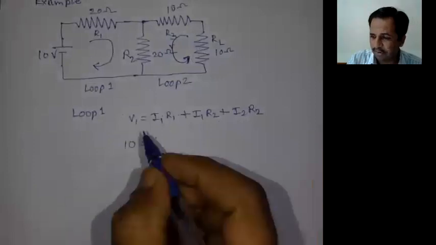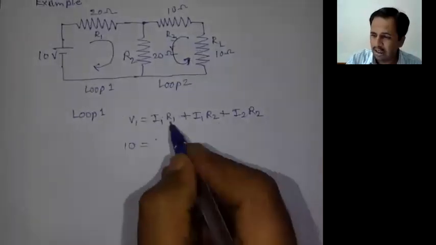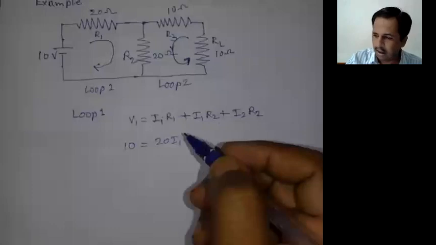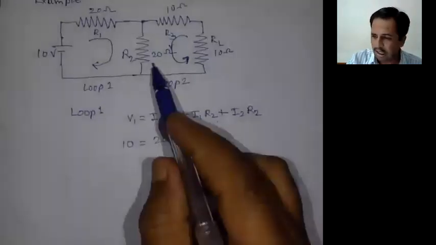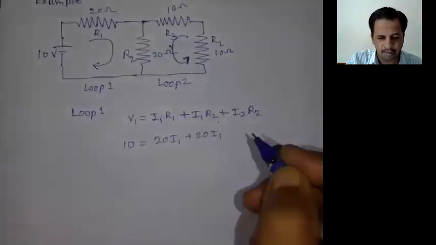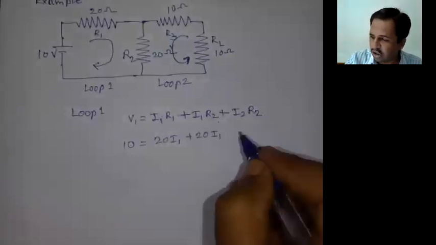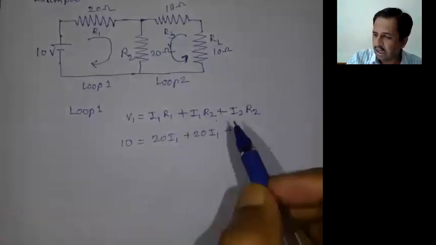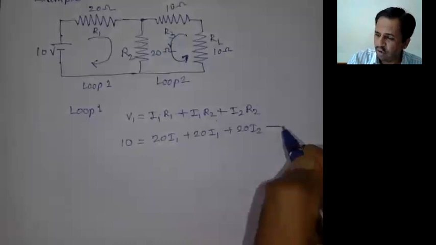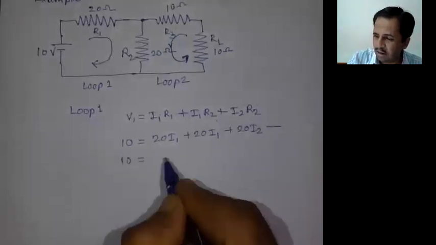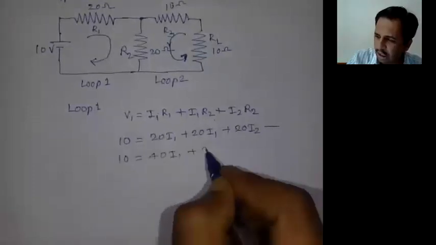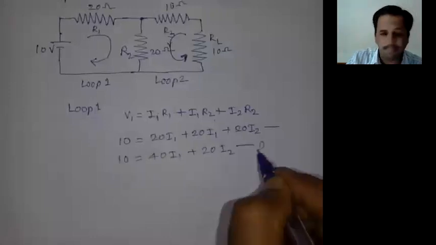That is 10 volt. Now I1 into R1, that is 20 I1, plus R2 value, that is again 20 ohm, 20 I1, and the third term, that is plus 20 I2. We have to simplify this again. That is 10 plus 40 I1 plus 20 I2. Here it is equation number 1.